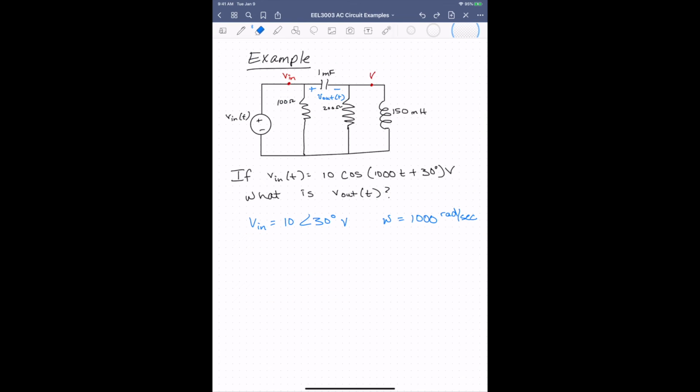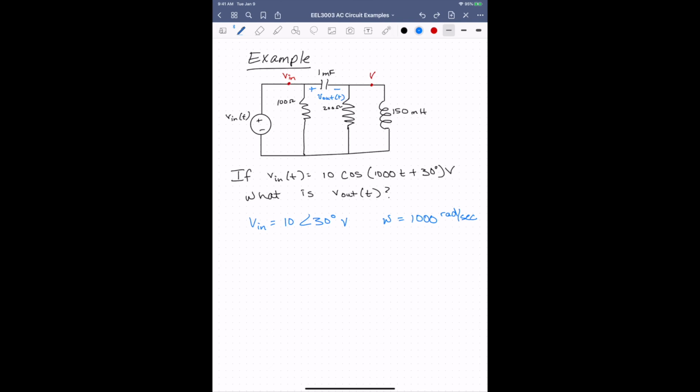Okay, here's another example. This one's a little more complicated. We have a circuit with 3 meshes, right? And we have a node here that's Vn, so that's trivial, and we have another node here. So I'm going to go ahead and write nodal analysis equations. We know this node, Vn, is equal to 10 at an angle of 30 degrees, written in phasor notation. And omega is equal to 1,000 radians per second. I always like to write that down to make me mindful of it when I write my final answer.